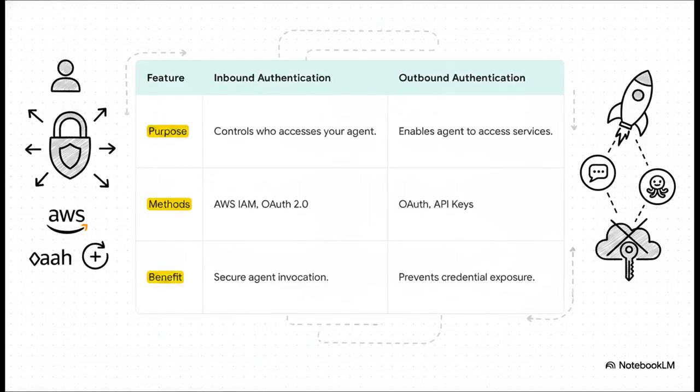Security also means authentication, right? And AgentCore splits this into two different kinds. You've got inbound authentication, which is all about controlling who can talk to your agent. This uses standard stuff like AWS IAM or OAuth. Then you have outbound authentication. This is for letting your agent talk securely to other services, like a GitHub API, without you ever having to hardcode an API key or a password in your agent's code.